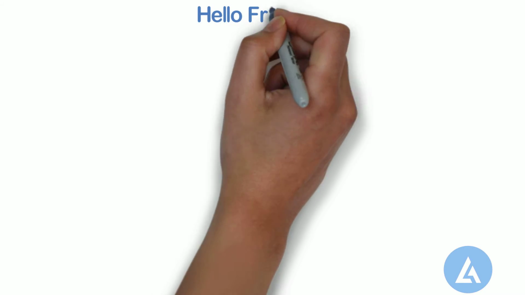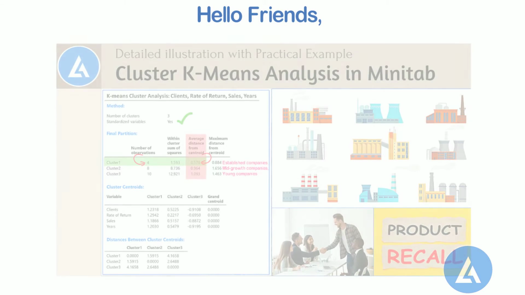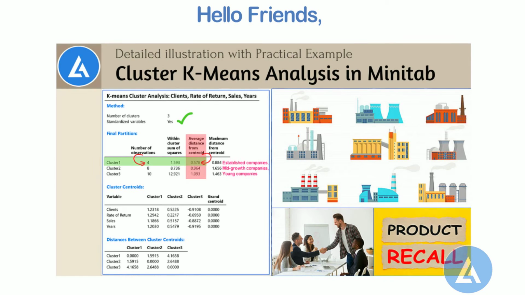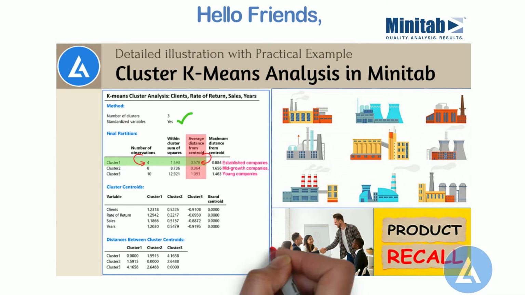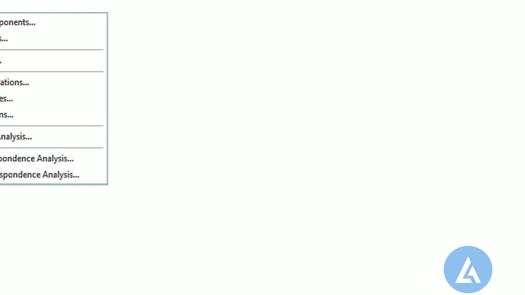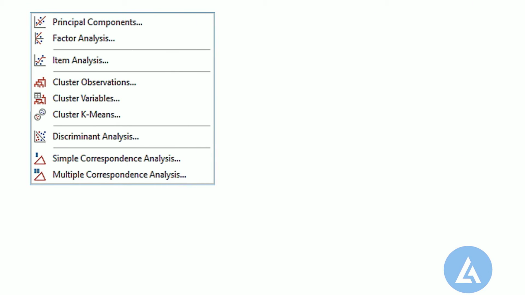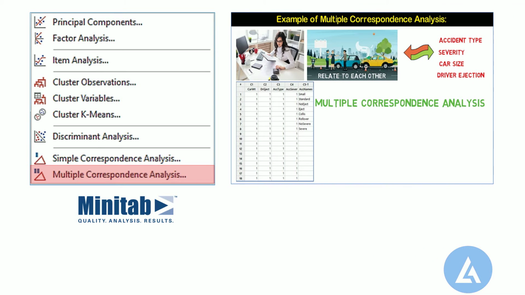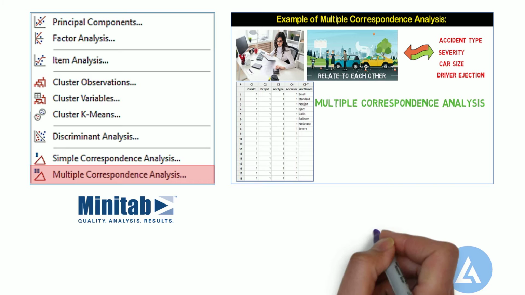Hello friends. In the last video, we had seen the 8th tool of multivariate analysis in Minitab software, that is, cluster k-means analysis with the help of a practical example. In this video, we are going to learn the 9th and the last tool of multivariate analysis in Minitab software, that is, multiple correspondence analysis with the help of a practical example, for easy understanding and better clarity.